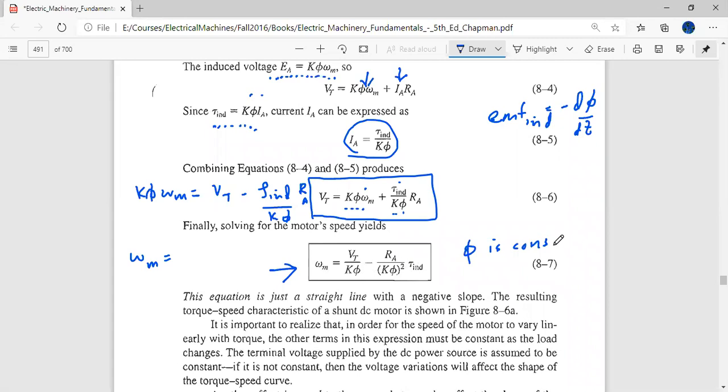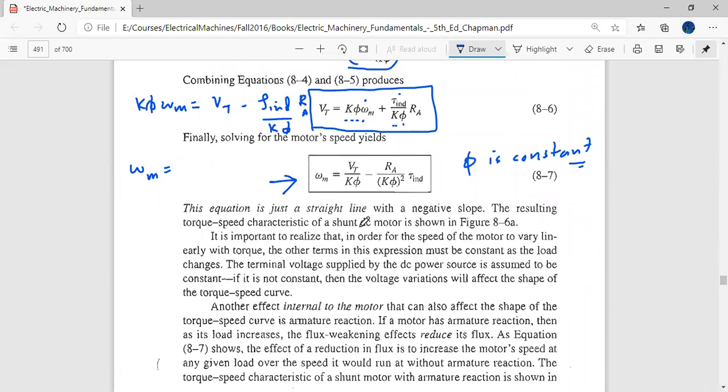So if we assume that the flux is constant, we are not varying the R adjustable of the field circuit, then the terminal characteristics, the speed-torque characteristics of the machine, will be governed by this equation. If we compare this equation with y = mx + c, we see that we are plotting this on the y-axis, so this takes the role of y. And we are plotting torque induced on the x-axis, so this takes the role of x. So this is now the gradient, and this is now the y-intercept.